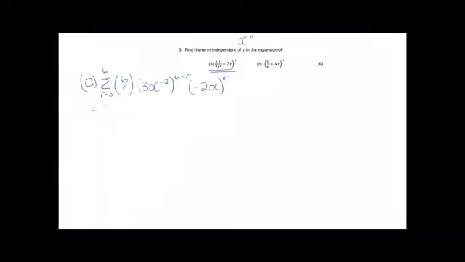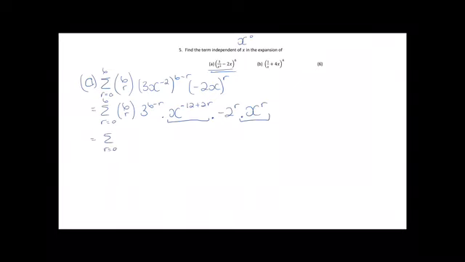So when I start to simplify it, in this case, I'm looking to get all my x's together so that I can get to the point where I equate my x's. So I've got 3 to the 6 minus r, x to the minus 12 plus 2r, so multiplying the powers together. And then timesing it by negative 2 to the power of r. And I'm timesing that by x to the power of r. So these x terms can then go together.